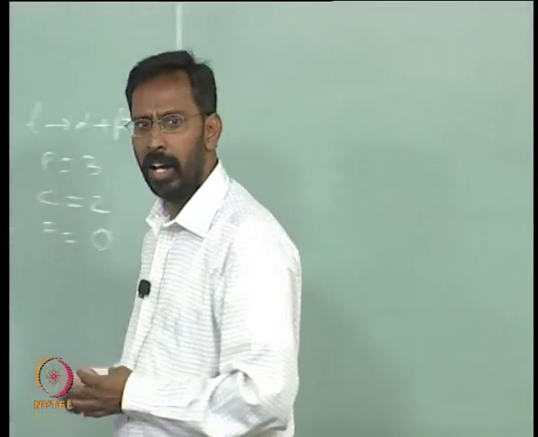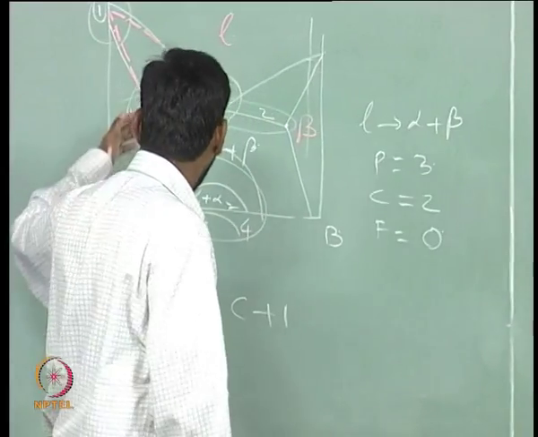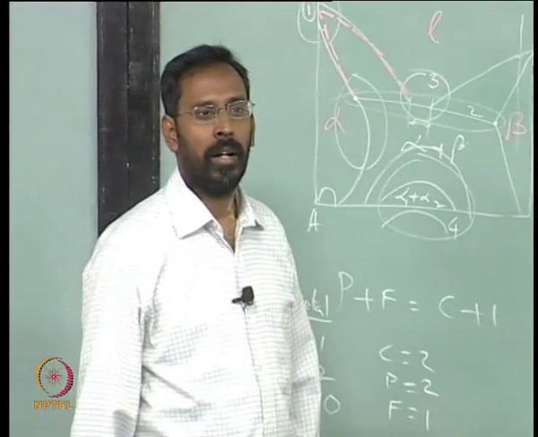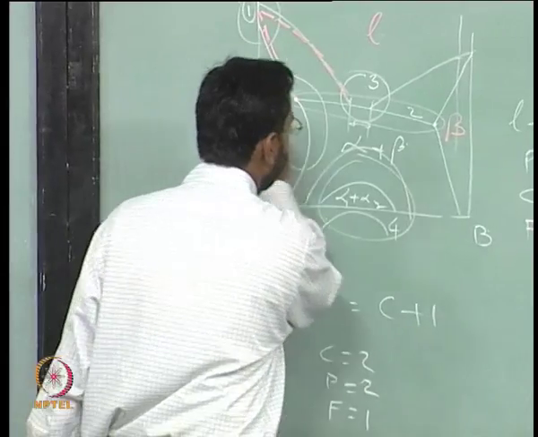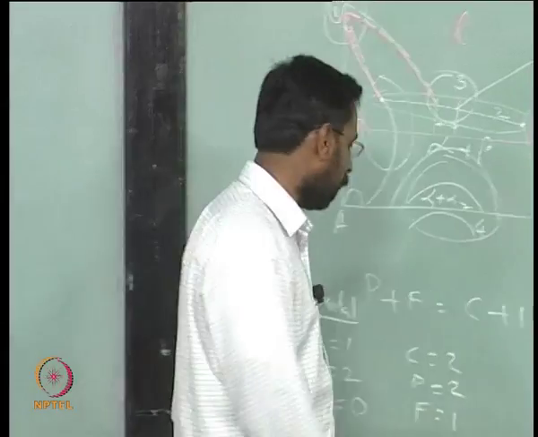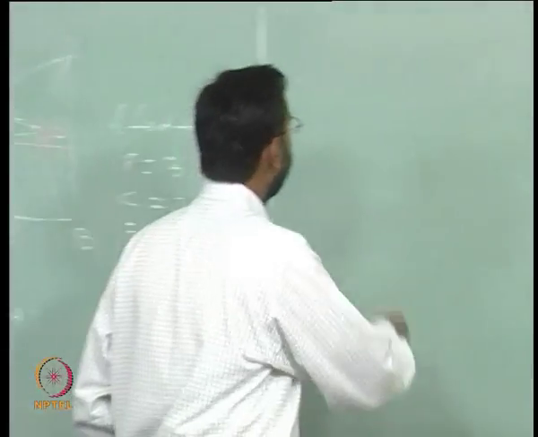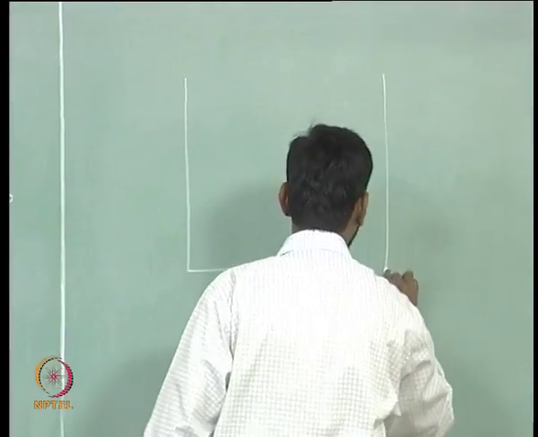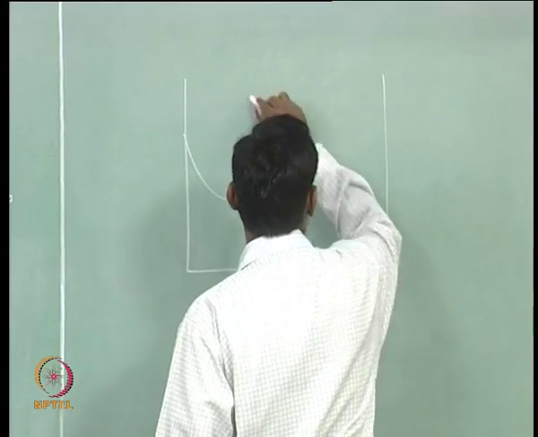If I draw a two phase region at a given temperature, let us now draw at this temperature the free energy composition diagram. If I draw the free energy composition diagram at that temperature, what you see is that you have an alpha, you have a beta.